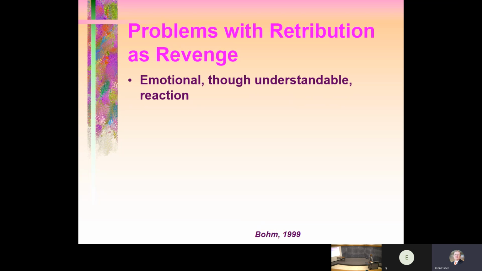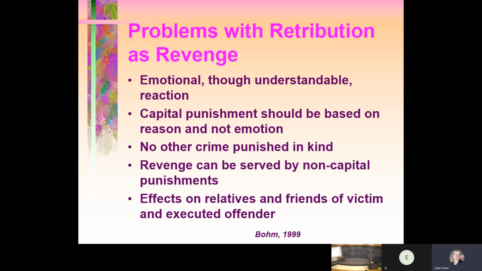So what are the problems that we have with retribution and revenge? Well, rage is an emotion. It's an understandable reaction. It's an understandable desire. We can comprehend somebody being angry. We can comprehend the rage and the vengeance and the desire to get even. But it's emotional. And emotions have absolutely no place in criminal justice. We should be Vulcans. Logic and science should dictate our decisions when it comes to punishment, not emotion, not the way that we feel about things. Should be based on reason.